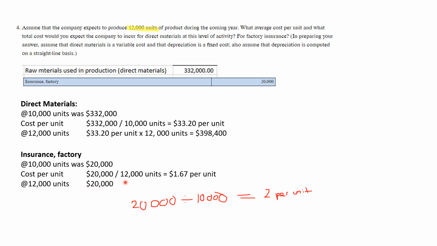So to summarize, for direct materials, when we change our activity level, the total cost will go up, but our per unit cost will stay the same. And then as you see below, when we have a fixed cost, like our factory insurance, as we increase the amount of units, our cost per unit will decrease, but our total cost will remain the same.